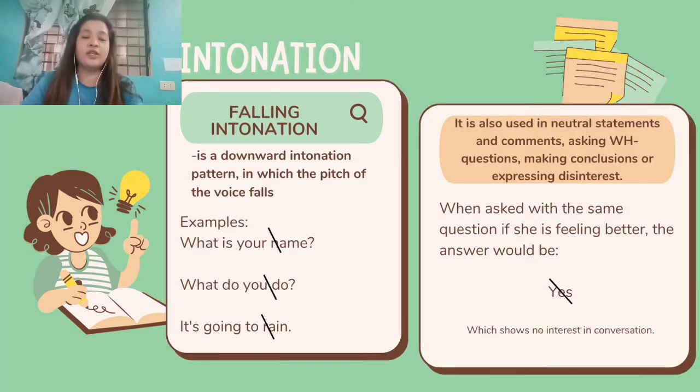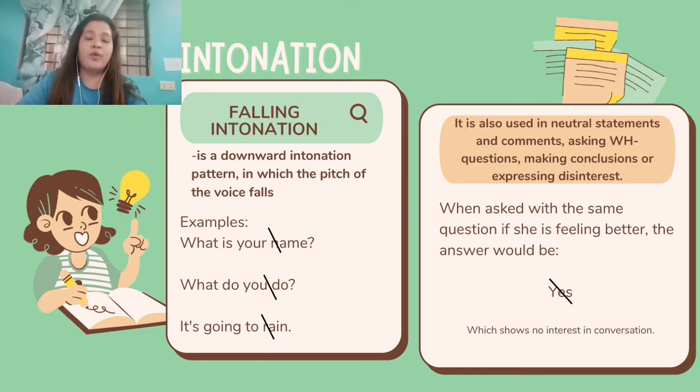The next one is falling intonation. Falling intonation is a downward intonation pattern in which the pitch of the voice falls. This is used in neutral statements and comments, asking WH questions, making conclusions, or expressing disinterest. Ginagamit daw ito sa neutral statements and comments, tsaka kapag nagtatanong ng WH questions, at kapag gumagawa ng conclusions or expressing disinterest o pagpapahayag ng hindi ka interesado.